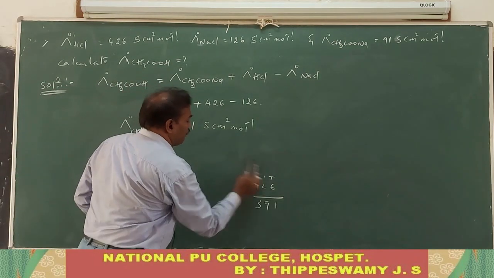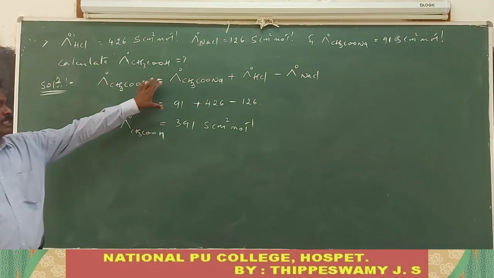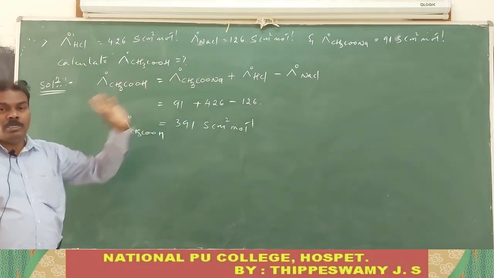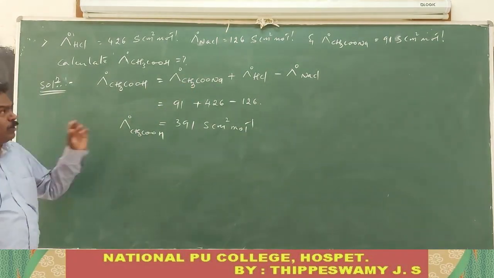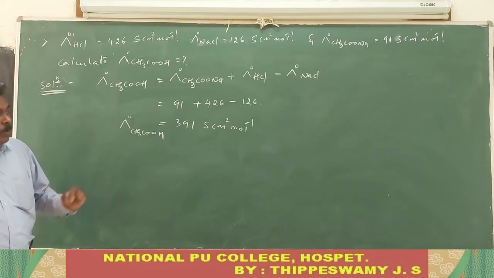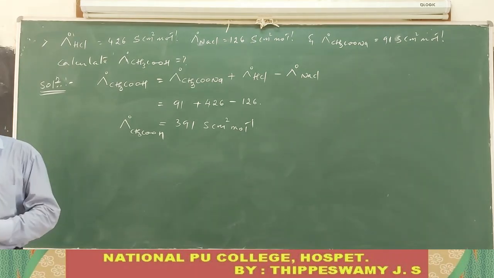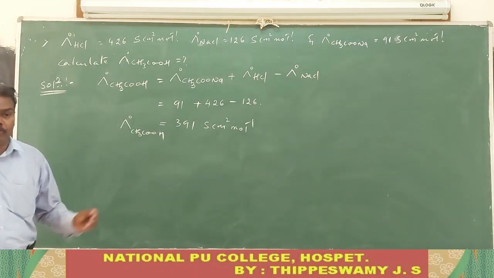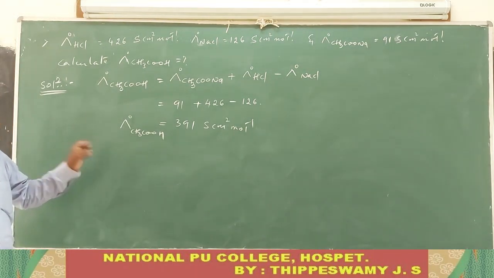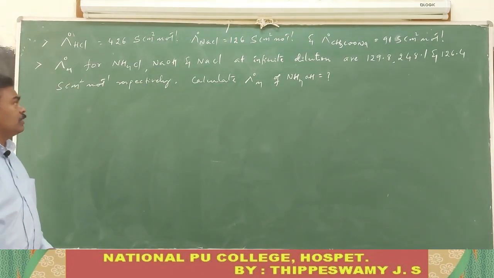So in this way we can find the limiting molar conductivity of any weak electrolyte by using the limiting molar conductivities of strong electrolytes. This is one of the applications of the Kohlrausch law. Using the Kohlrausch law, it is possible to determine the limiting molar conductivity of weak electrolytes like acetic acid. Okay, now one more question based on the Kohlrausch law.